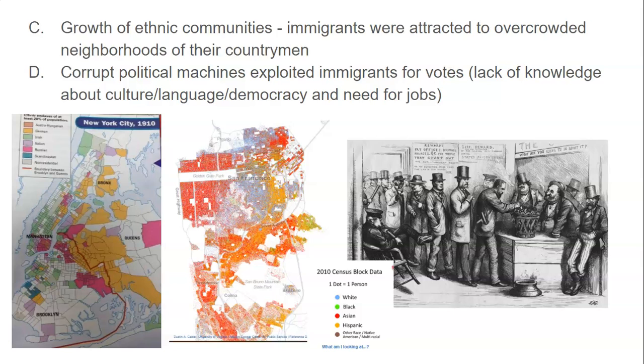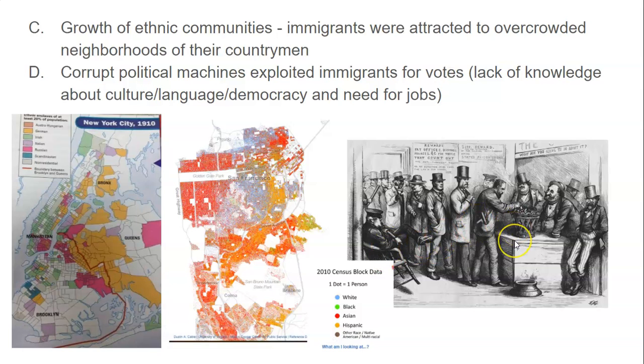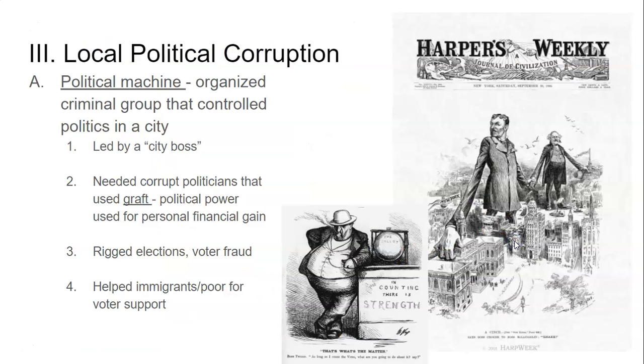However, corrupt political machines, which we'll talk about in a second, would exploit immigrants for votes. They kind of used their lack of knowledge about American culture and democracy, and even their lack of English literacy, and their need for jobs to basically manipulate them into voting for corrupt politicians who would essentially, in the end, just keep them in poverty for generation after generation. You can see here these immigrants that are being essentially intimidated, and right here too, intimidated into voting for corrupt politicians. So let's talk about these political machines.